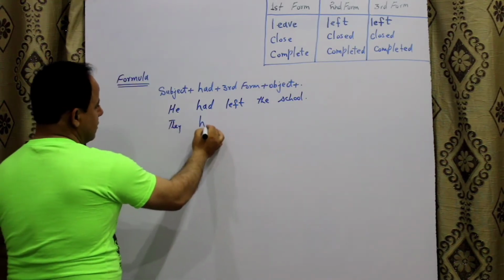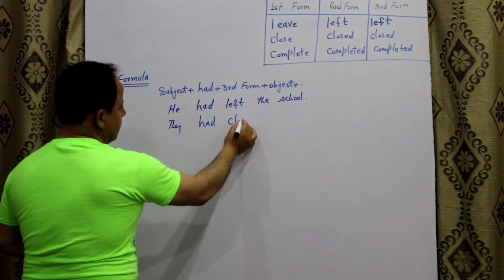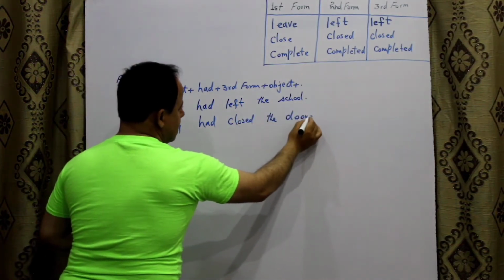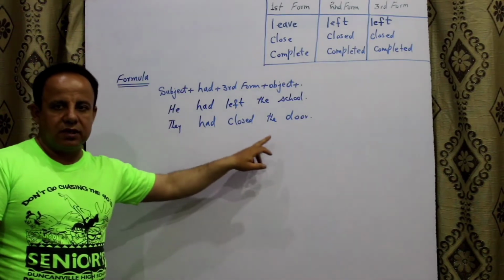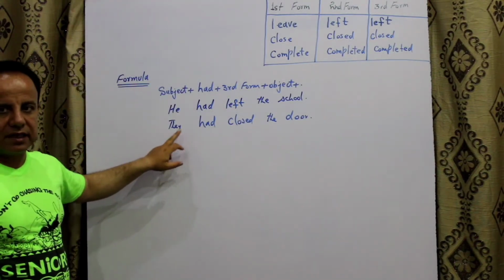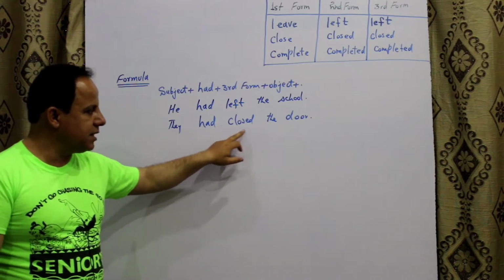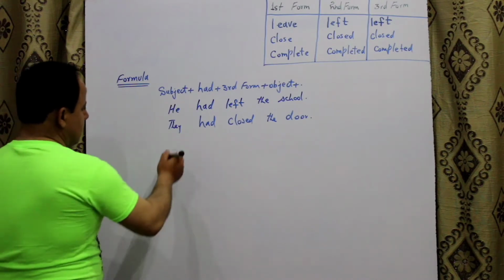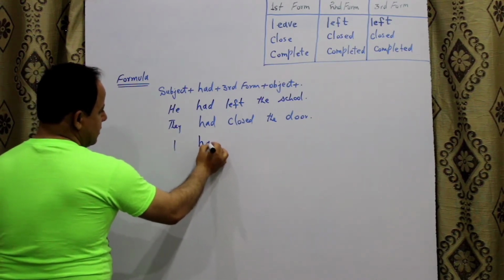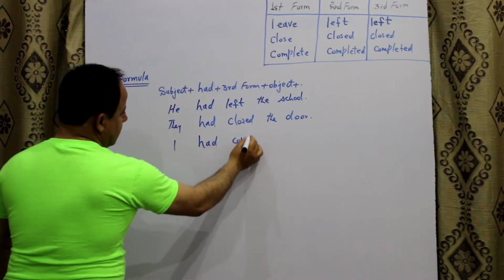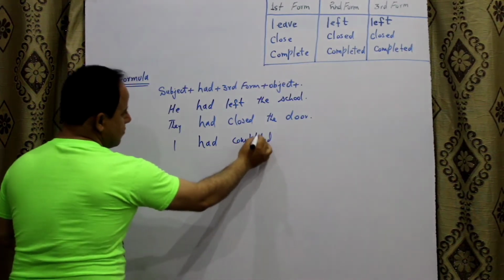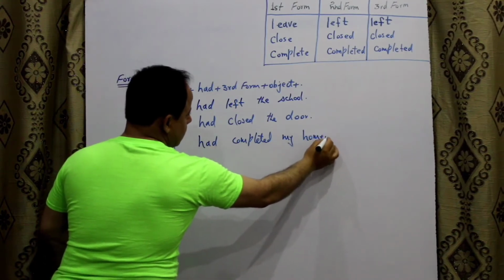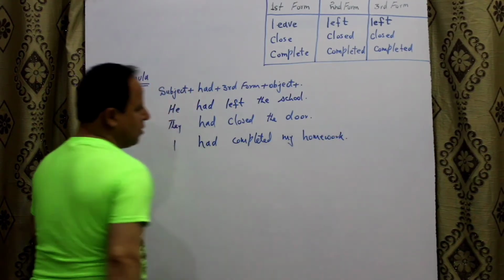They had closed the door. Find here after the subject had is there, then closed, the third form, and the door is the object here. The last verb is complete. The example is there. I had completed my homework.